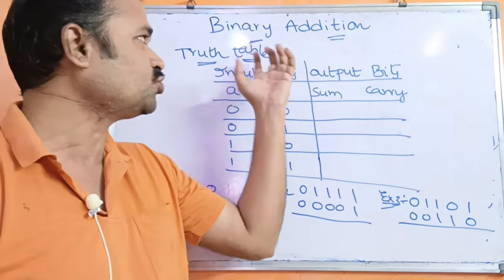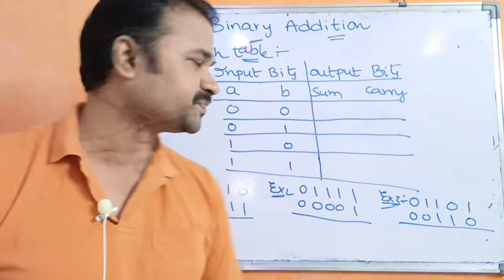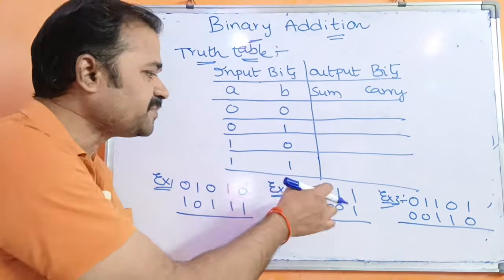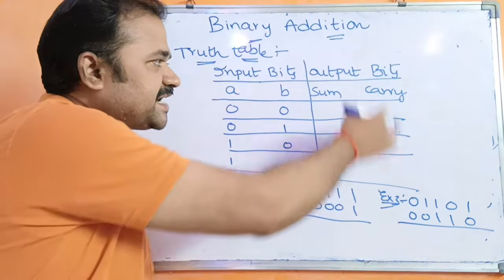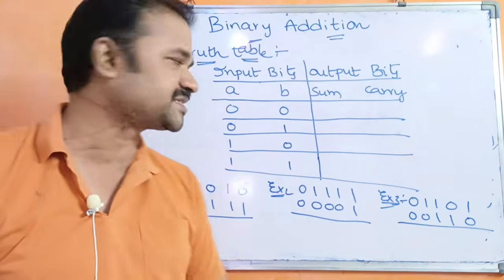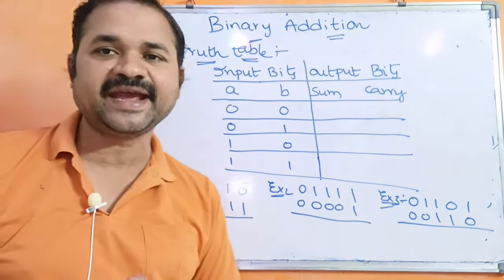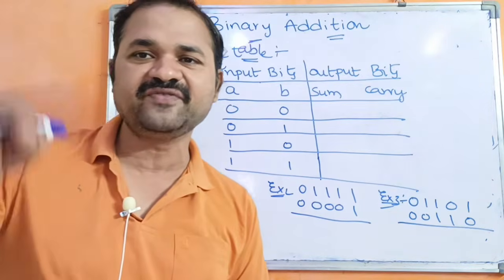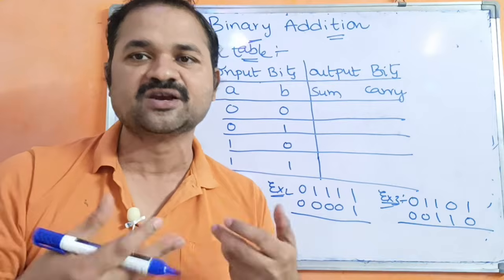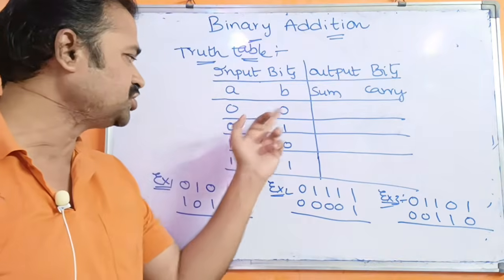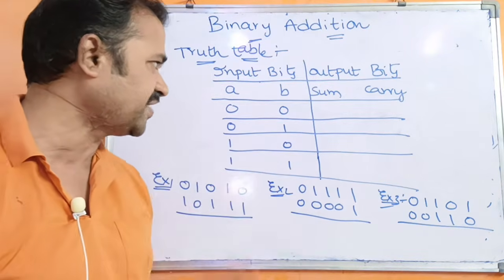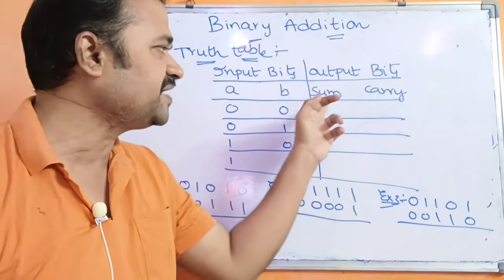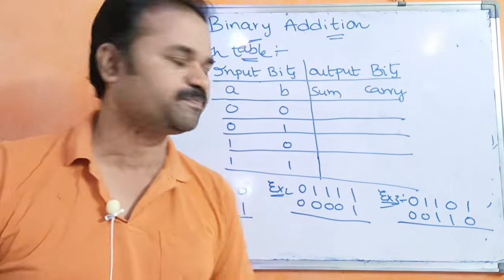So this is the truth table for binary addition. The first column represents input bits, the second column represents output bits. Let the input bits be A and B. Here we have 2 bits, so totally we will get 2 power 2 combinations, 4 combinations: 0 0, 0 1, 1 0, 1 1. For output bits, we mainly have 2 bits, sum and carry.